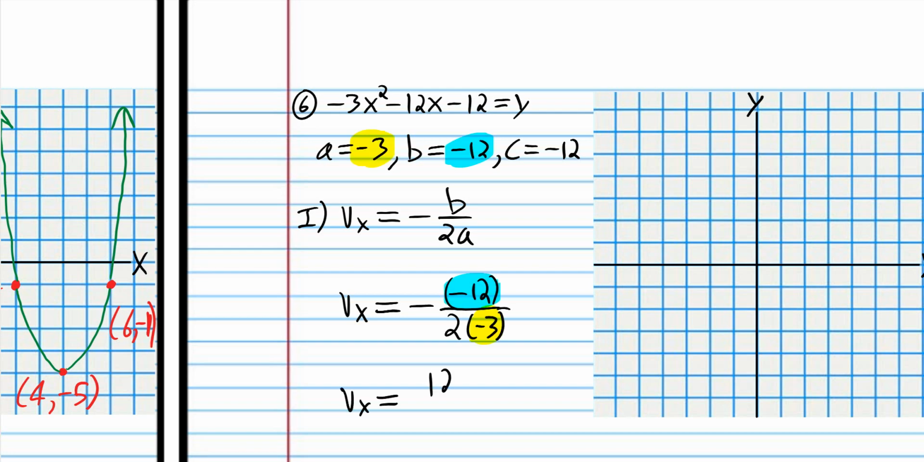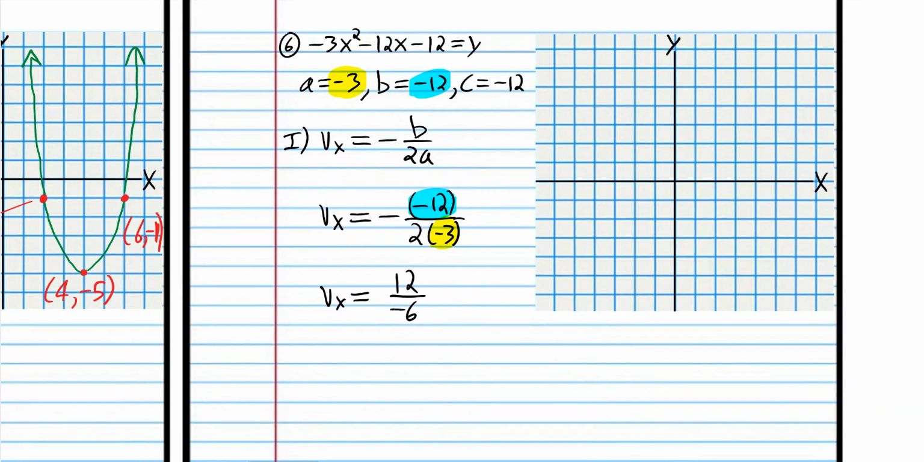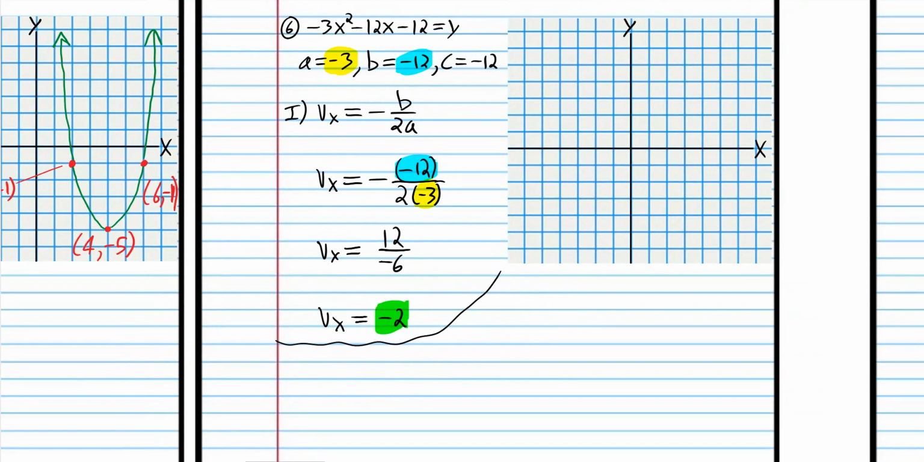A double negative becomes a positive. 2 times negative 3 is negative 6. And we get negative 2. So we found the x value of the vertex. But the vertex has an x and a y value. We now have to find the y value. So to do that, we plug in the x value of the vertex into the original equation. And we just simplify.